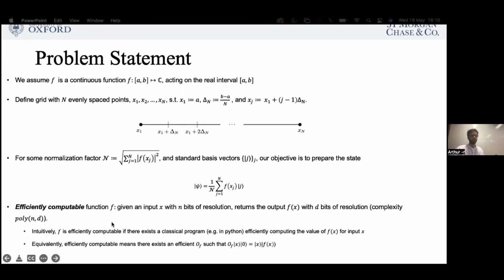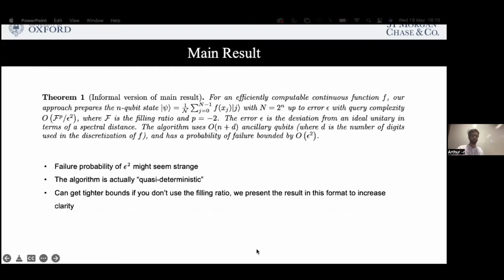So the last assumption that we make is that the function that you want to prepare is efficiently computable. And what we mean by that is given an input, it returns the output with complexity that's polynomial in the number of bits of the input and the number of bits of the output. Intuitively, if there's an efficient classical program computing the output of the function for any given input, for example a Python program, then the function is efficiently computable. Equivalently, efficiently computable means that there exists an oracle that performs the mapping shown here. So basically, it just couples the function value to a state with the input.